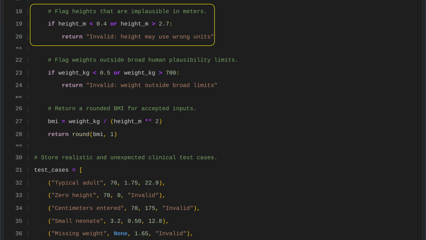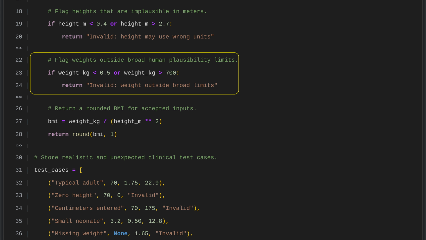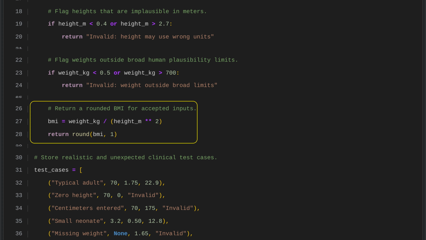the wrong units. The code validates a person's weight by checking whether it falls within broad human limits. Values below half a kilogram or above 700 kilograms are treated as invalid, and the code returns a message that the weight is outside the allowed range. This helps catch unrealistic or incorrect input before it causes errors. Body mass index is calculated by dividing weight in kilograms by height in meters squared. The result is then rounded to 1 decimal place to make it easier to read and compare consistently.